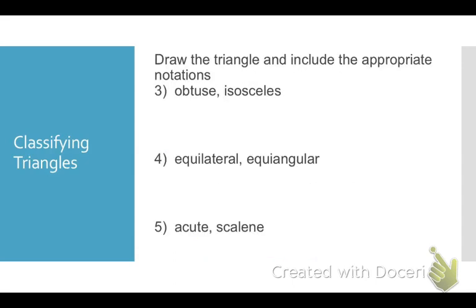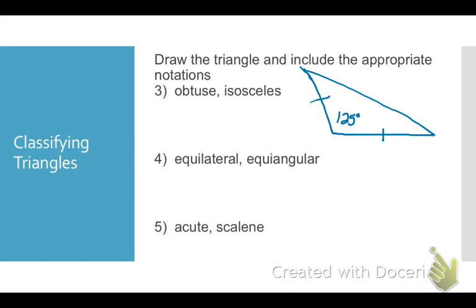Draw the triangle, include the appropriate notations. Well, first, number 3 is an obtuse isosceles. I am going to draw an obtuse angle and just label it anything over 90 degrees, and then I have to show it's isosceles by putting hash marks on the legs.